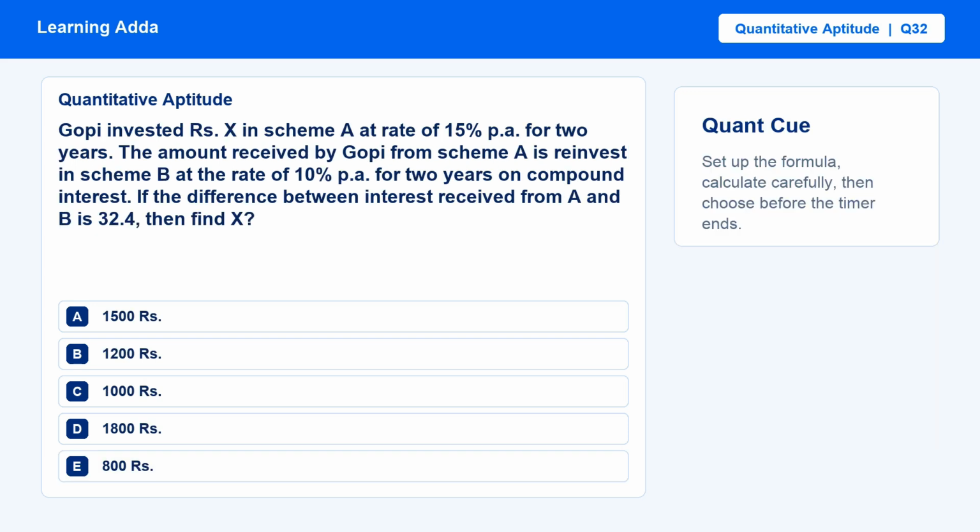Question 32. Gopi invested rupees X in scheme A at rate of 15% PA for 2 years. The amount received by Gopi from scheme A is reinvested in scheme B at the rate of 10% PA for 2 years on compound interest. If the difference between interest received from A and B is 32.4, then find X. Option A, 1500 rupees. Option B, 1200 rupees. Option C, 1000 rupees. Option D, 1800 rupees. Option E, 800 rupees. The timer starts now.